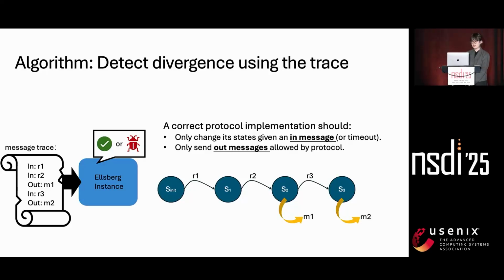Specifically, to reproduce the execution, we collect the in messages from the trace as the transition edges, and we still need the initial state of the system and the transition functions, that is, how the states will be updated when handling different messages. These will be derived from the protocol spec.